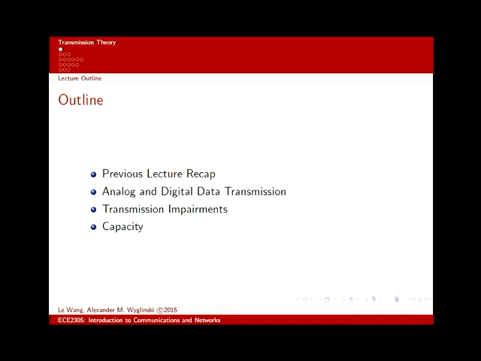We'll then talk about analog and digital data transmission, understanding the differences, what they are, and why this is important. Why should we differentiate between having our data transmitted in an analog format versus a digital one? We'll talk about transmission impairments, because the real world is not like the ideal world. And then finally, we'll talk about capacity, in which case we'll also tie into a little movie that I'll ask all of you to watch at the end. Okay?